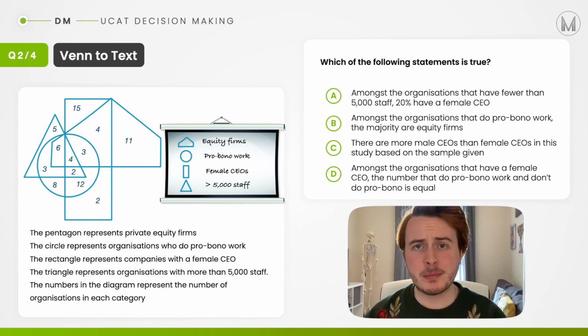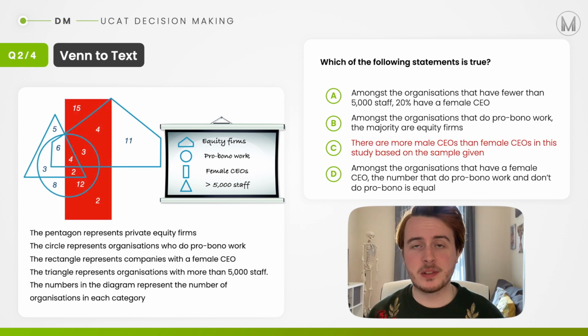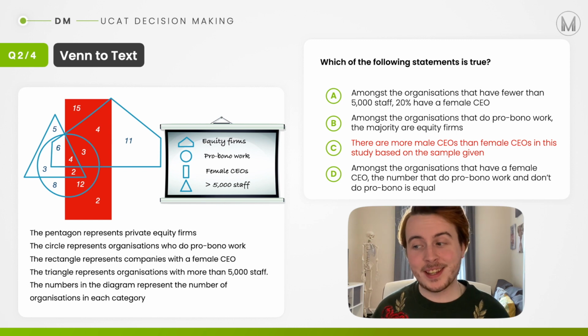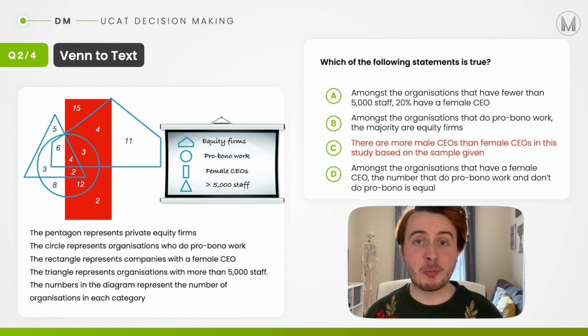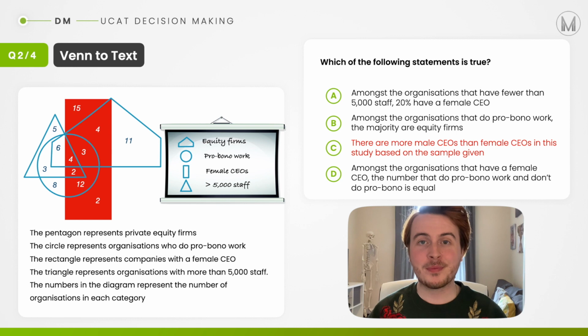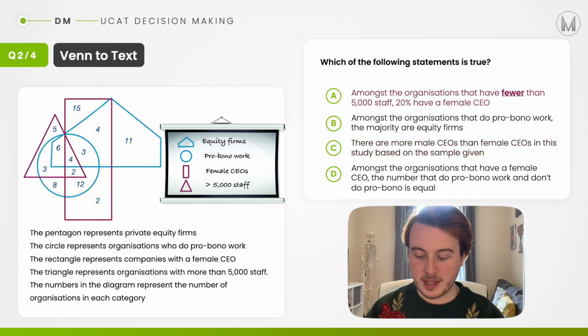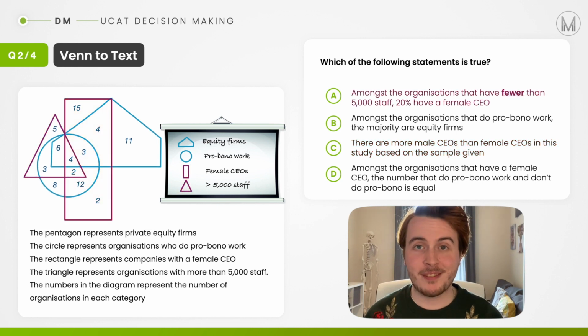The thing that I'm immediately brought to is answer option C here, because it refers to male CEOs and female CEOs. Now, unless I am completely blind, I cannot see anything on male CEOs in this diagram. So we're going to just say girl power on this one and get rid of answer option C because we don't have the data needed to compare to male CEOs. So we can score that one out immediately.